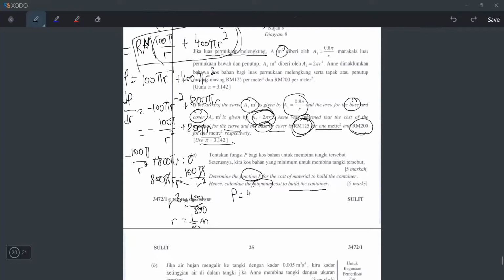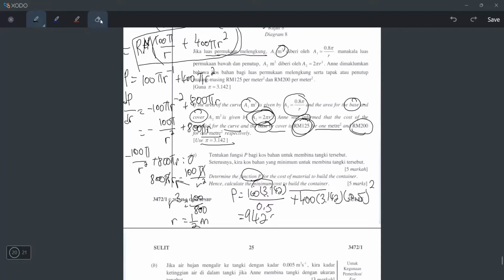Okay, so it'll be 100 times pi, you use 3.142 because they say so, and then over r, which is over 0.5, and then plus 400 times 3.142, and then times with the r squared, 0.5 squared, right? Then just press the whole thing. So 3.142 times 100 divide 0.5, and then plus 400 times 3.142 times 0.5. Okay, I got 942.6.